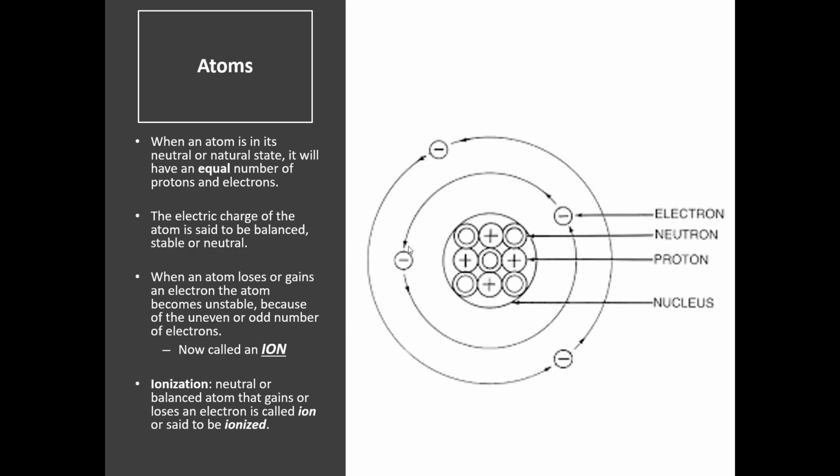And then now what we have is 4 electrons as well. So a neutral atom with no charge. So we say that's balanced, stable, or neutral. Any of those words are fine.